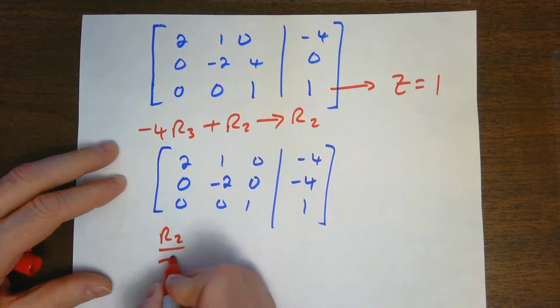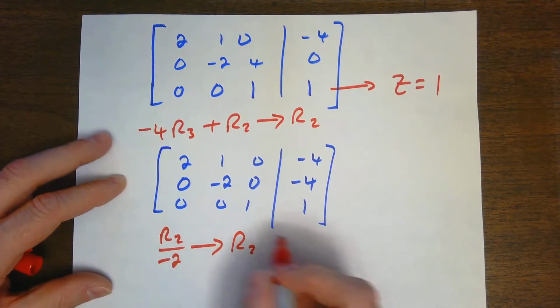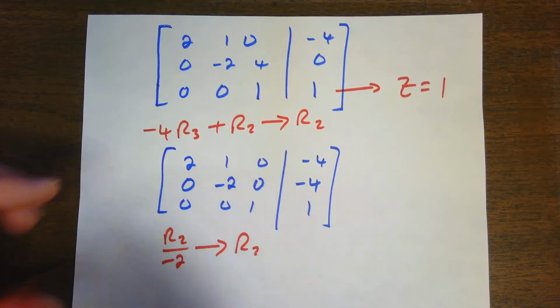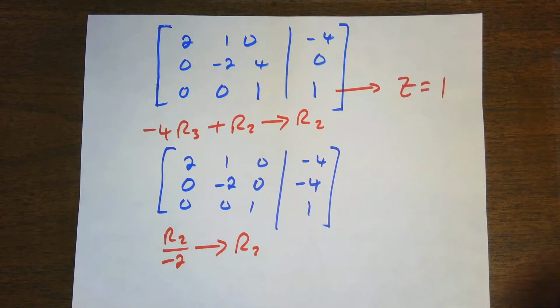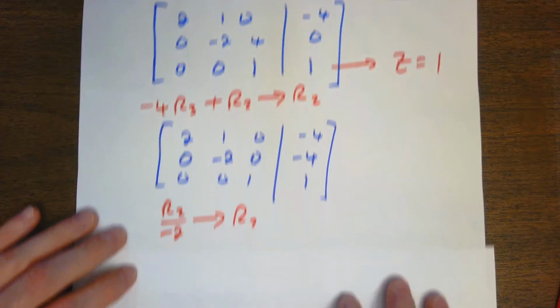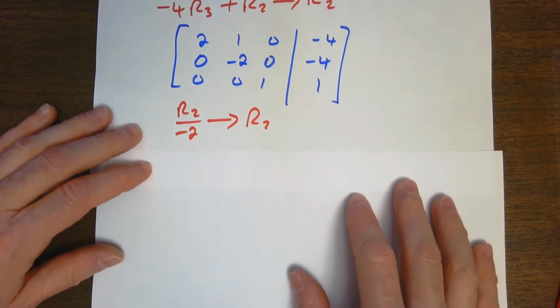Row 2 divided by negative 2 and put it in for row 2. I'm going to divide everything by negative 2 to make that a nice, well-behaved positive 1. All right, again, hit pause on the video, try it, and see if you can get the resulting matrix.